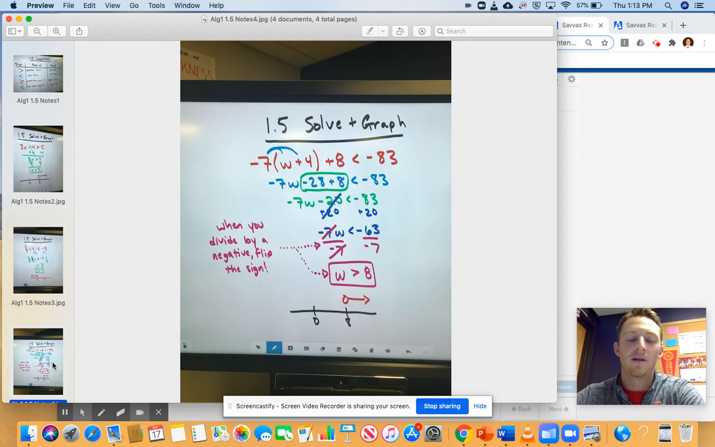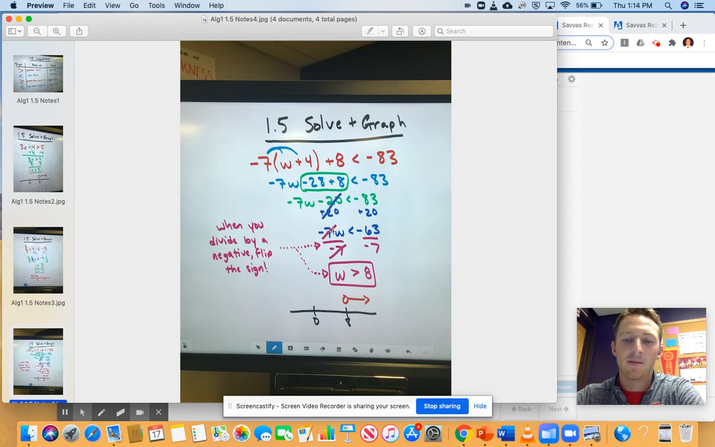Last example, we got parentheses here. So we're going to distribute in just like normal. So now we have negative 7w minus 28 plus 8 is less than negative 83. We have like terms here on the same side of the inequality. Just like on the same side of the equal sign, we can combine like terms. So now we have negative 7w minus 20 is less than negative 83. Reverse PEMDAS, let's get that 20 over. So we're going to add 20, and then we're going to divide by negative 7 to get w by itself.